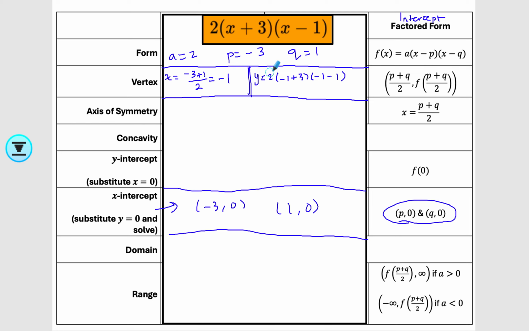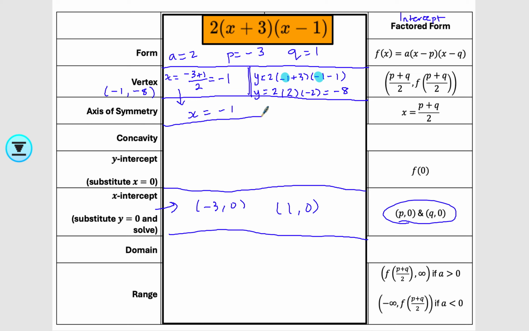So just to note, this is my x value being substituted. This will give me 2 times positive 2. And then -1 will give me -2. So 2 times 2 times the -2 will give me a -8. So the vertex is -1, -8. The axis of symmetry is just what you found here, so it's x equals -1.